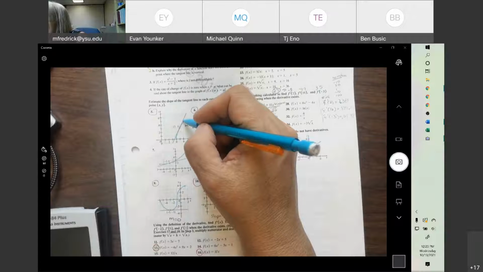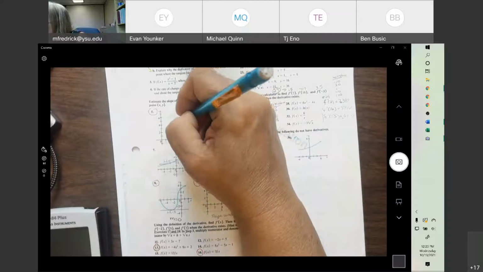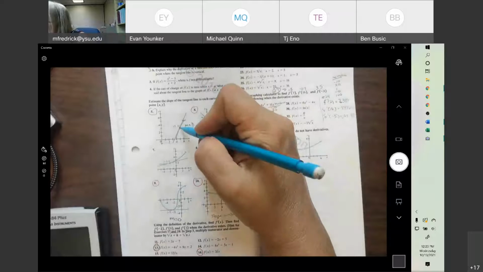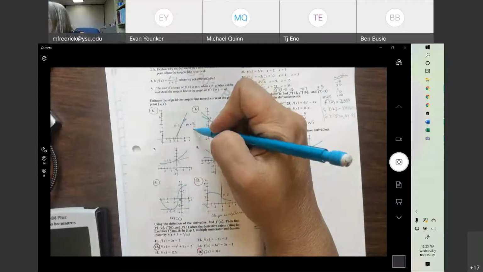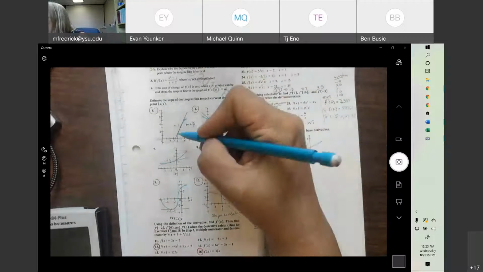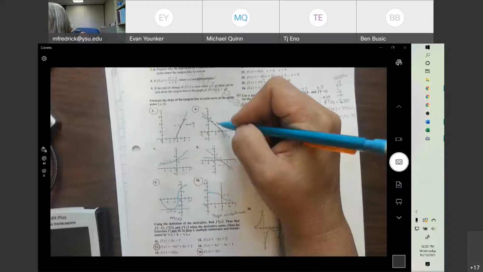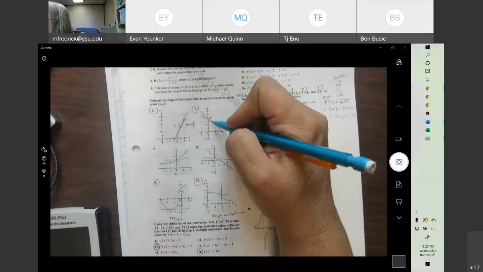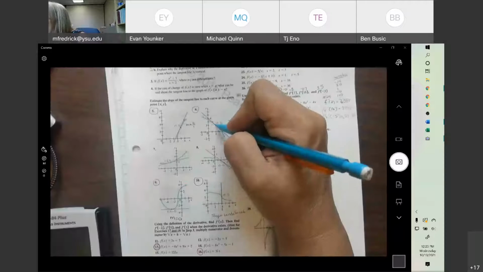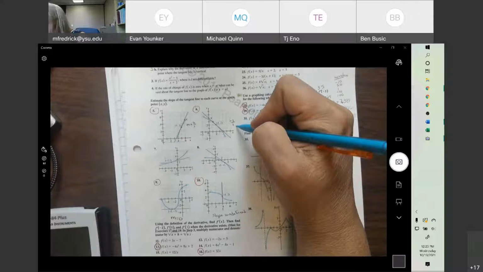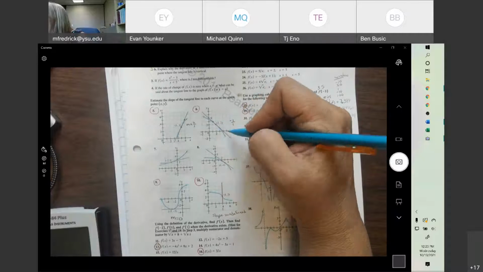Looks like it goes here. Here's 1 point on this line, and here's 1. So it goes up 2 over 1. The slope is positive when it's going up. This would be negative going down. But this slope is down 1 and right 1, so it's negative 1 over 1. So you're just counting your rise over run.